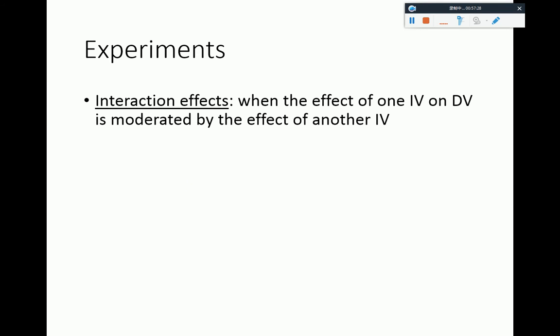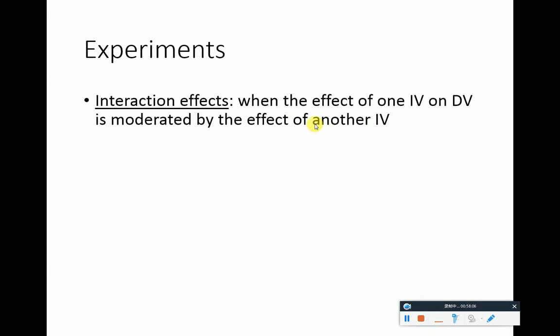Okay, so after we learn about what a main effect is, now we can consider what an interaction effect is. Interaction effect describes the joint effect of two factors or more than two factors in one experiment. Interaction effects occur when the effect of one factor or one IV on the dependent variable is moderated by the effect of another independent variable.